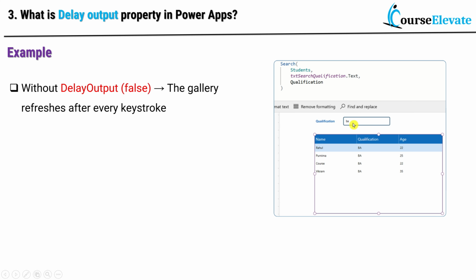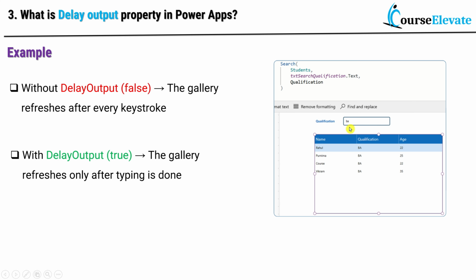For example, if the user types B, it refreshes. If it types BA, then it refreshes again. But when DelayOutput is true, this gallery refreshes only after typing is done. This leads to better performance and a smoother user experience.